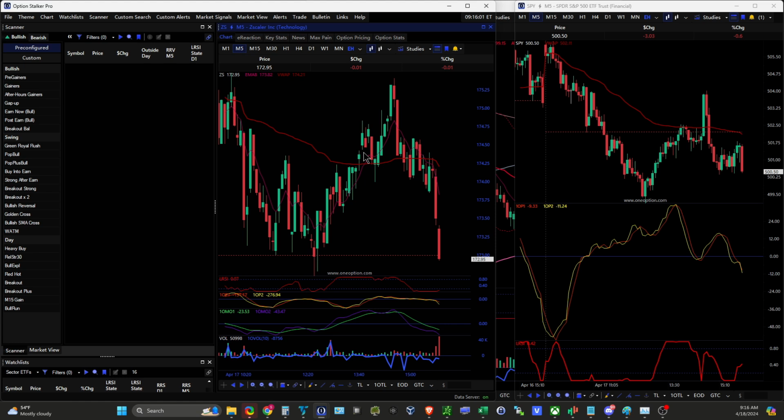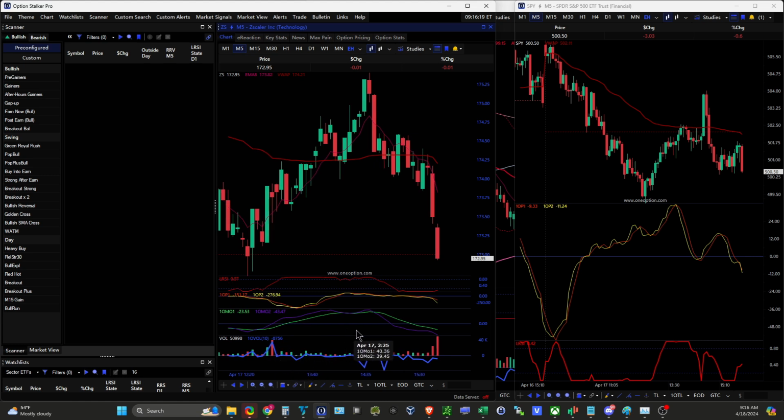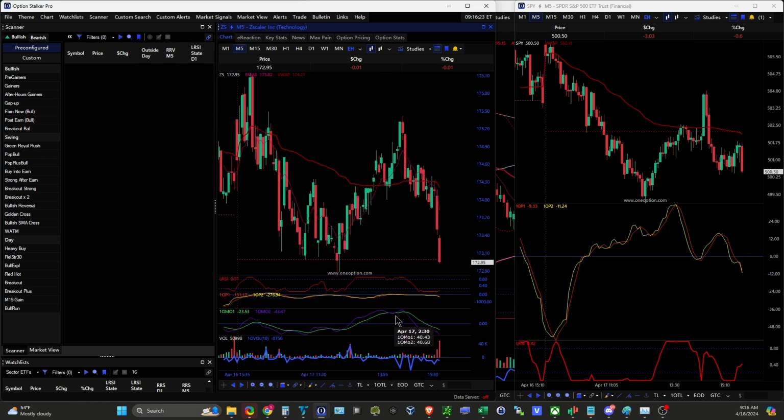The next indicator I use on here is for volume. I use what is called 10 volume or 10 VOL, which is an indicator that tells me when the volume is greater than average. If it were greater than average on the 5-minute chart, this number right here would be positive. It is not positive, therefore the volume is not greater than average. That's basically how it works.